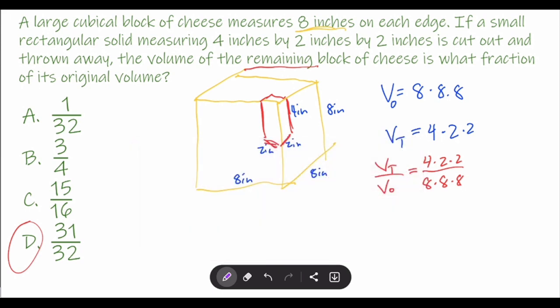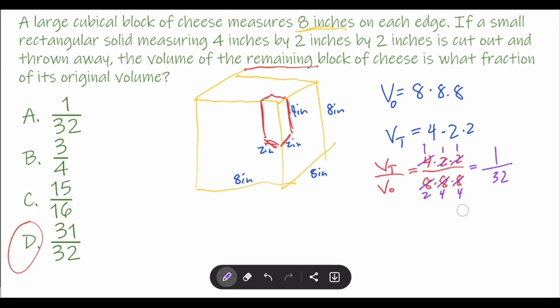So we can cancel this. This is 4 and 8 because they are both divisible by 4. So this is 1 and 2. These two are divisible by 2, so 1 and 4, same as this. So the ratio between the one thrown away and the original, and if I say ratio, it means fraction, is 1 out of 2 times 4 is 8, 8 times 4 is 32. So 1 out of 32.